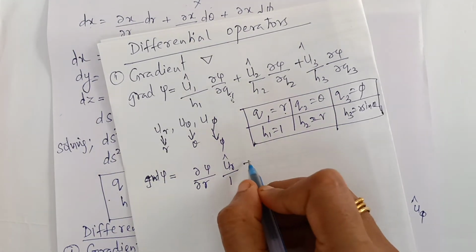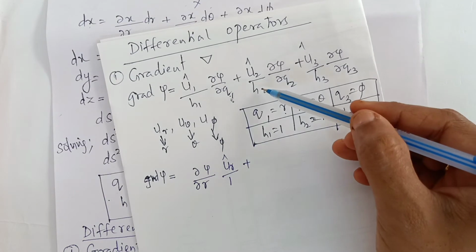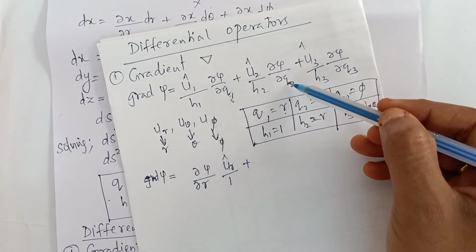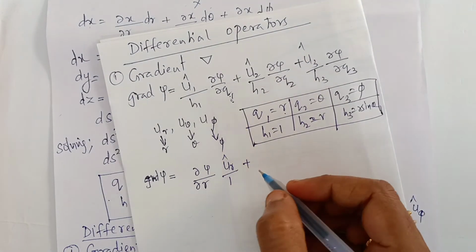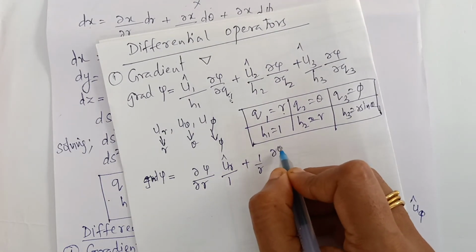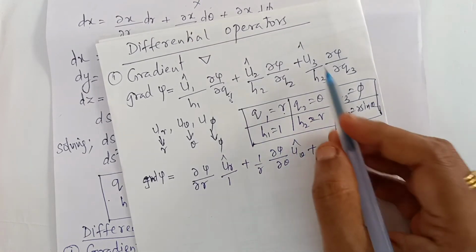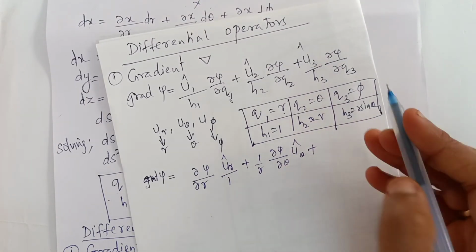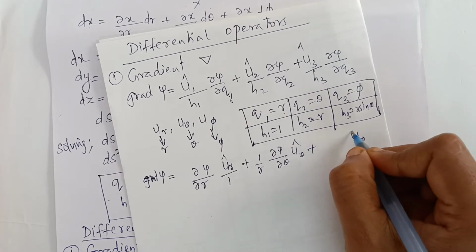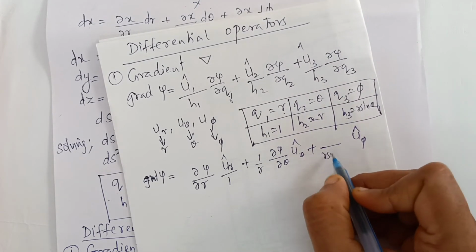Now, what is u2 here? u2 is u theta. What is h2? That is r. And what is q2? That is theta. So how can you write? You can write it as 1 by r dou psi by dou theta into u theta. Plus, what is u3? u3 means u phi. Now what is h3? h3 is r sine theta.